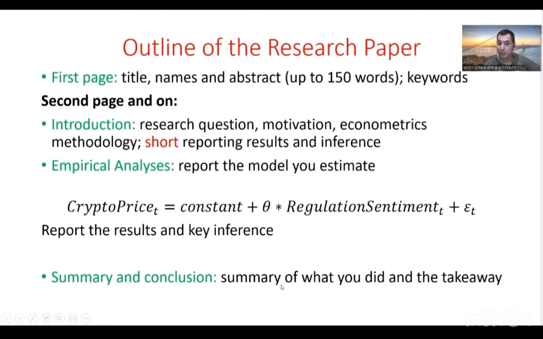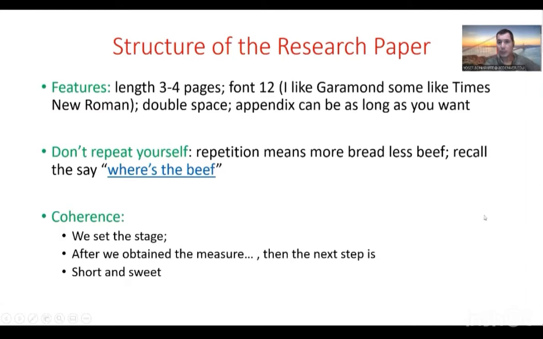Summary and conclusion: summary of what you did and the takeaway. Structure of research paper: I want you to have a length of 3 to 4 pages. I'm fine with 6 if you feel you need a little bit more. Font 12. I like Garamond. Some people like Times New Roman. Double space. Appendix, you can have it as long as you want. Like after the conclusion, you can do whatever you want there.